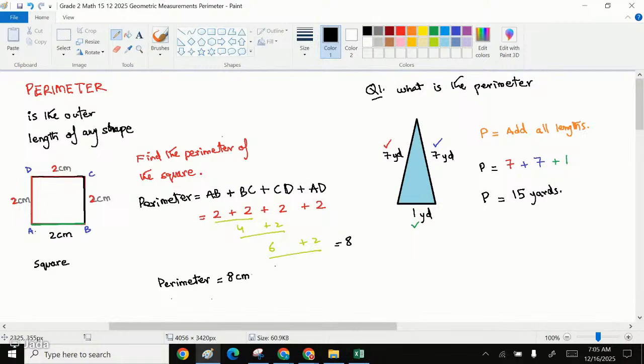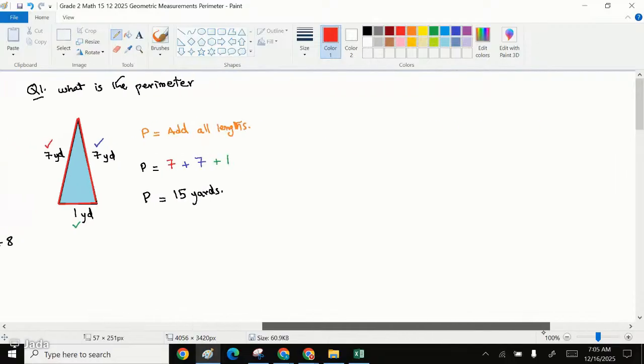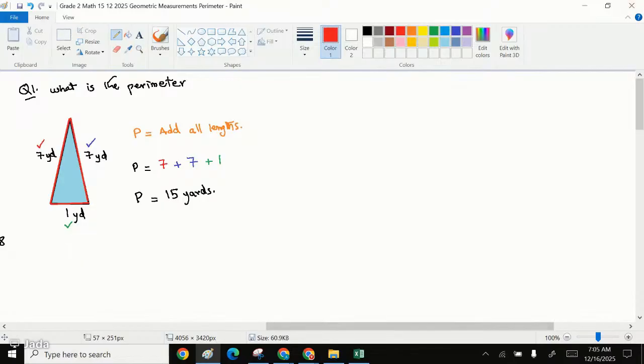Okay, that basically means if we start from point A, we go to this over here, from here to here, and from here to here, right? To make this shape, the red outline I did was 15 yards. Okay, let's look at the next question.